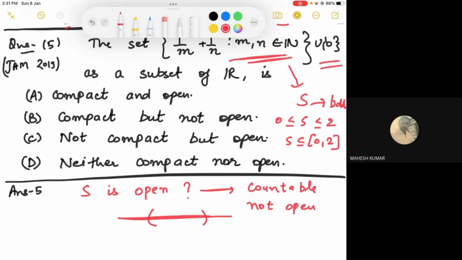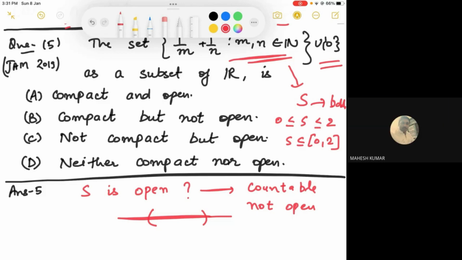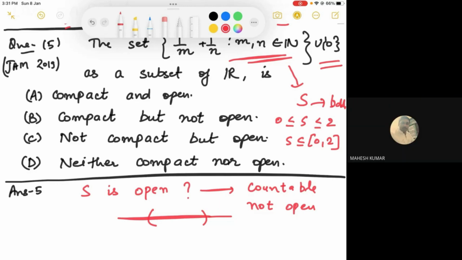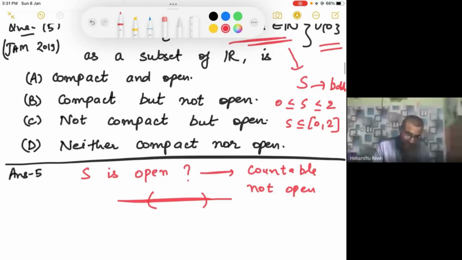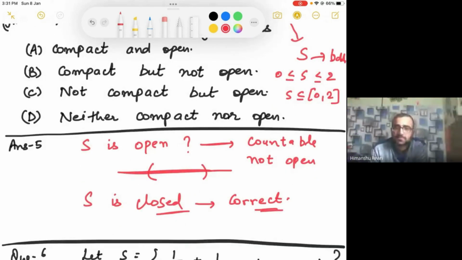Q is countable. Yes. But I'm saying that the set S is not open. S is closed because the limit point 0 also belongs. So S is closed. So this statement is correct. Why is it correct? Tell me.